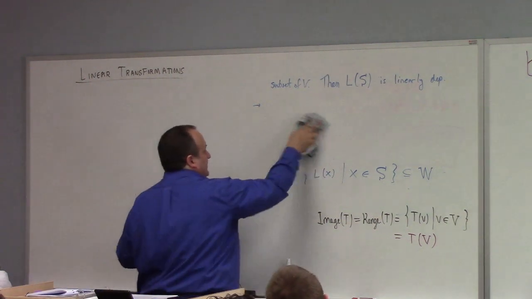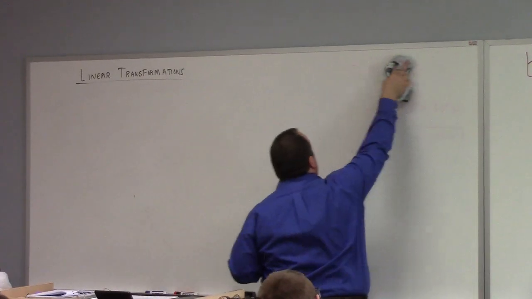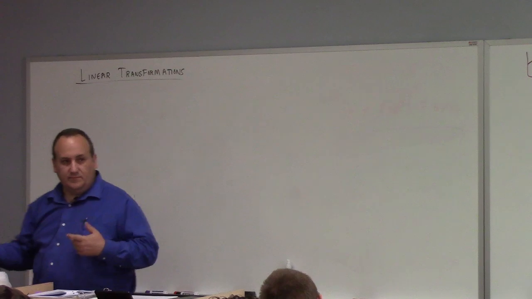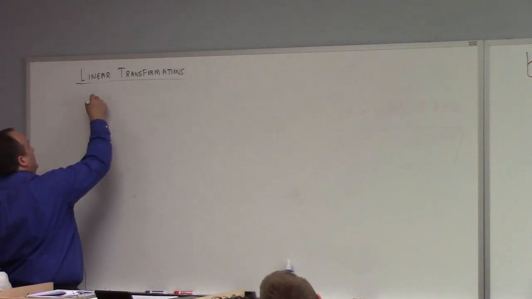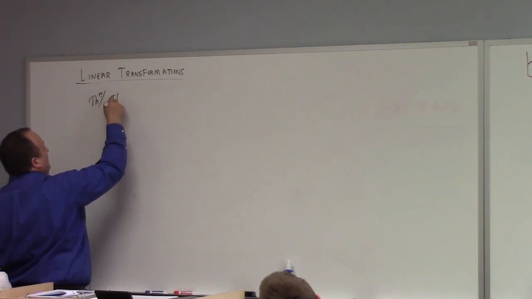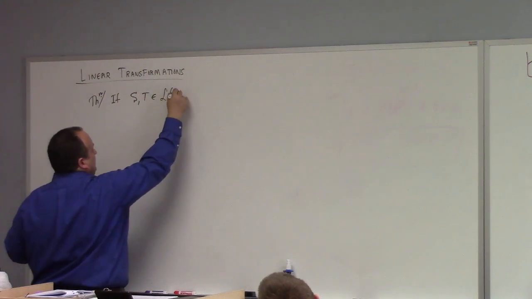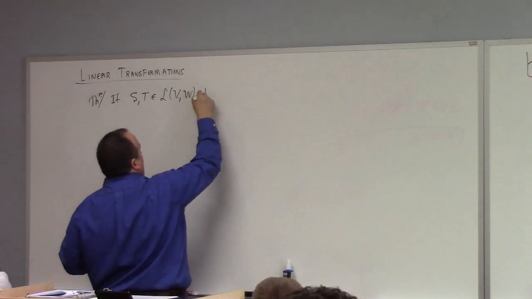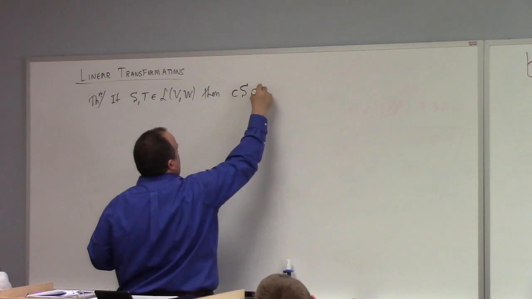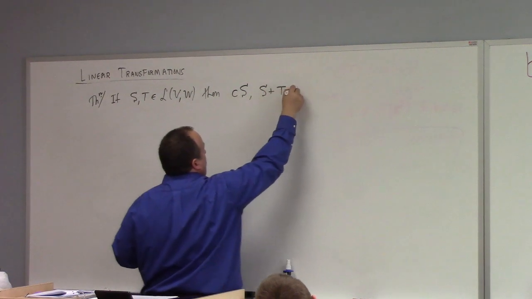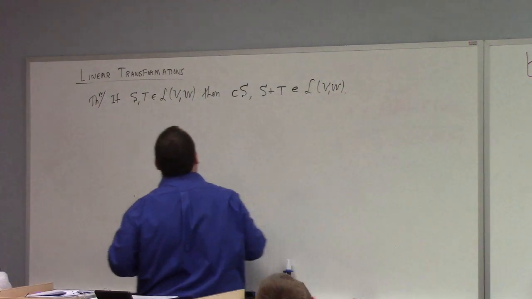Like 3 times a linear transformation. Is it still a linear transformation? Sure enough. And we can prove those by just examining the axioms, right? So, theorem: if, let's say, S and T are in the linear transformations from V to W, then C times S and S plus T are in the linear transformations from V to W. All right?